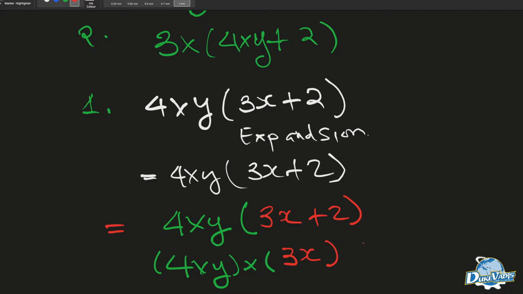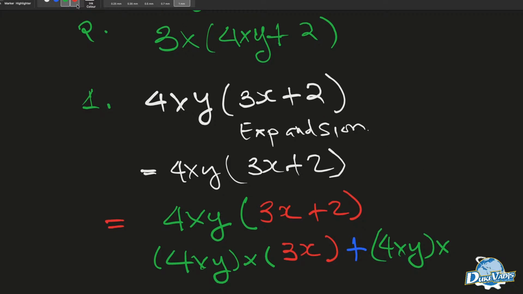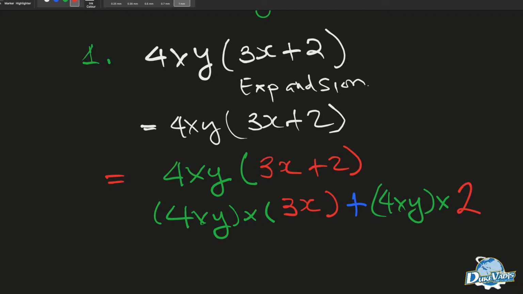And the next step is plus 4xy again, 4xy again into bracket, multiplying, and the last value we see is 2. Oh, beautiful. So you see that 2, we can also put in a bracket like that.